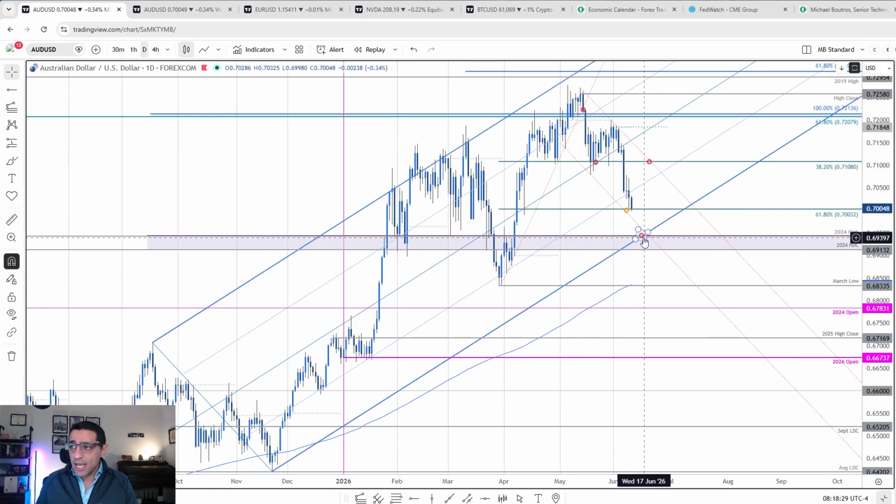Beyond this zone, by the way, would be a major break for Aussie. There's really nothing that comes into play until the 200-day moving average, which converges on the lows from March. You're basically looking at .6835.